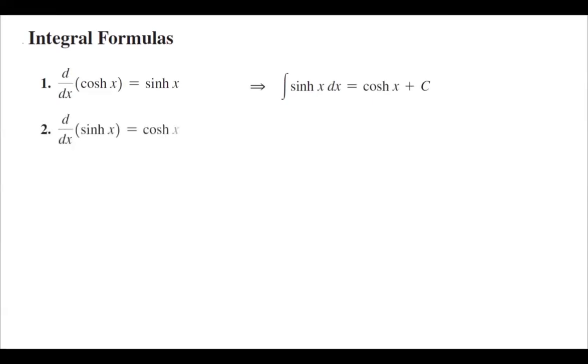Since the derivative of hyperbolic sine is equal to hyperbolic cosine, if you take the integral of both sides, the integral of hyperbolic cosine is hyperbolic sine plus constant of integration.